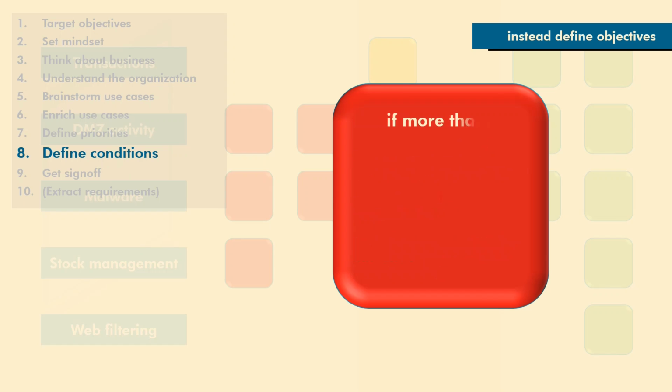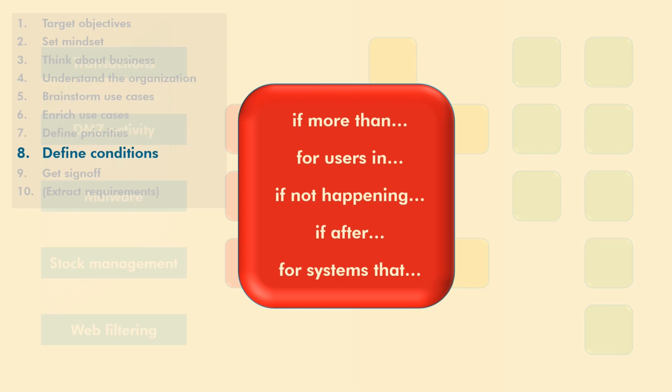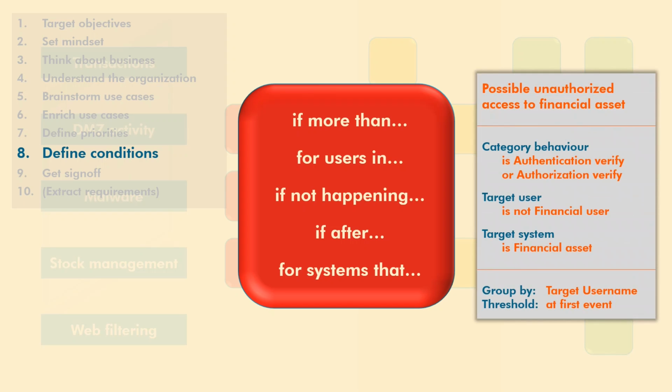These are some examples of conditions that can be defined for the use cases. Actually, let me bring the example shared before so we can have something concrete to look at. This logic cannot be implemented as is, but it clearly helps everyone, even a non-technical person, to see what is expected from this rule of possible unauthorized access to financial assets.